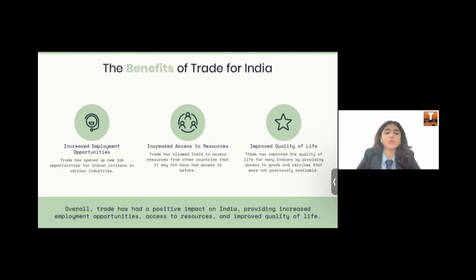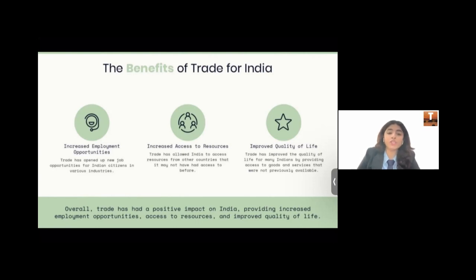Sixth would be access to resources and inputs. International trade allows India to access vital resources such as energy, minerals, and agricultural commodities, which may be scarce domestically. By importing these resources, India can ensure a stable supply and support its industrial and agricultural sectors. Additionally, trade provides access to specialized inputs and technologies, facilitating innovation, productivity growth, and competitiveness.